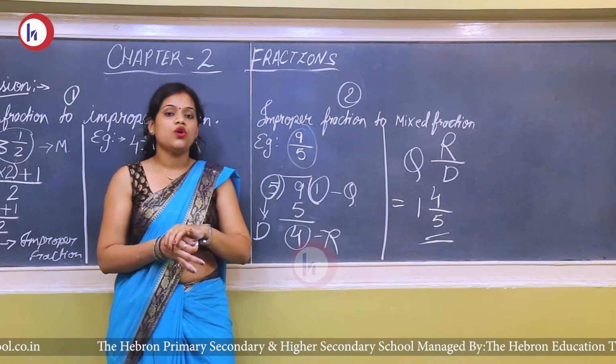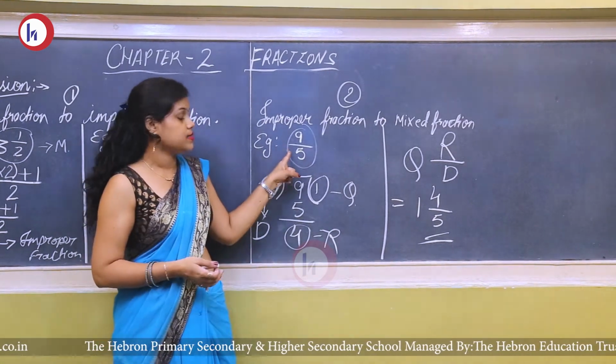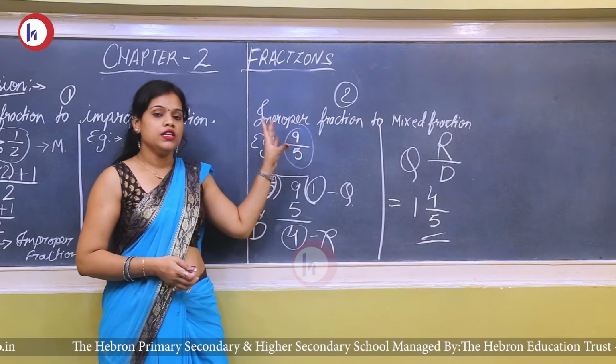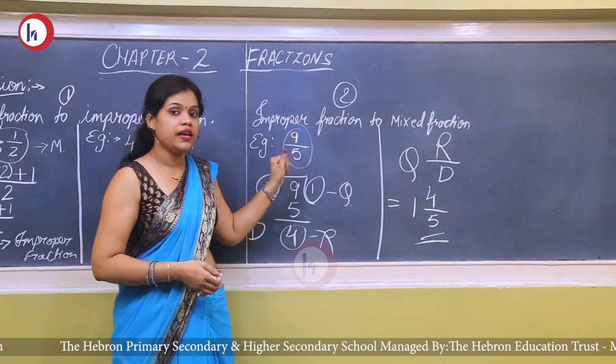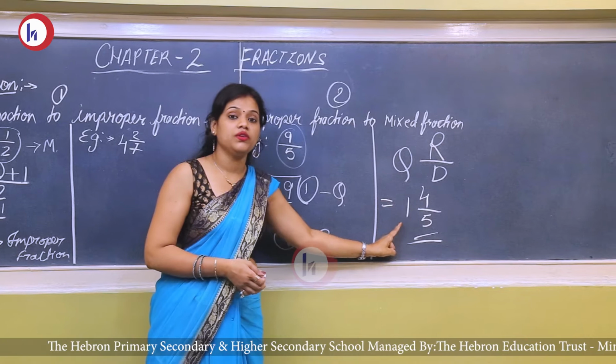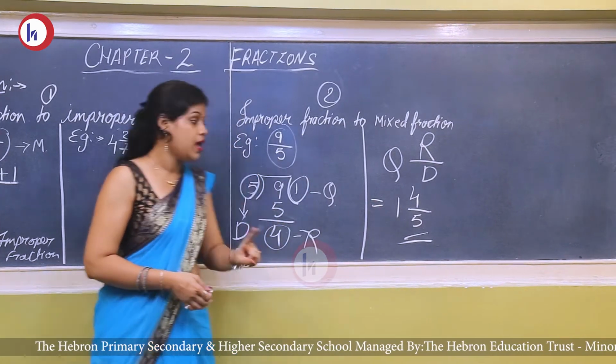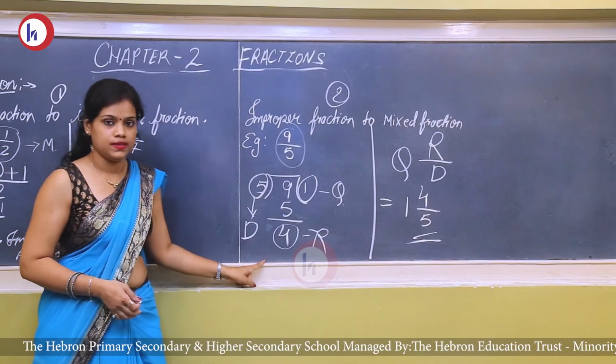Now whenever you solve the exercises, you will get answers as improper fractions. When you get an improper fraction, you will have to convert it into a mixed fraction to give the answer. And every time you are going to do this.